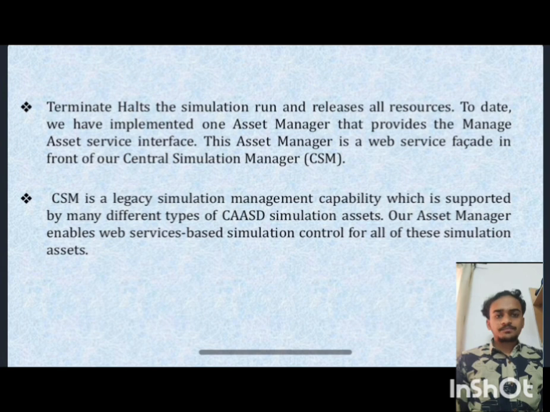To date, we have implemented one Assist Manager that provides the Manage Assist service interface. Assist Manager is a web service in front of our Central Simulation Manager. CSM is a legacy simulation management capability which is supported by the many different types of CAASD simulation assets. Process Manager enables web services based simulation control for all these simulation assets.